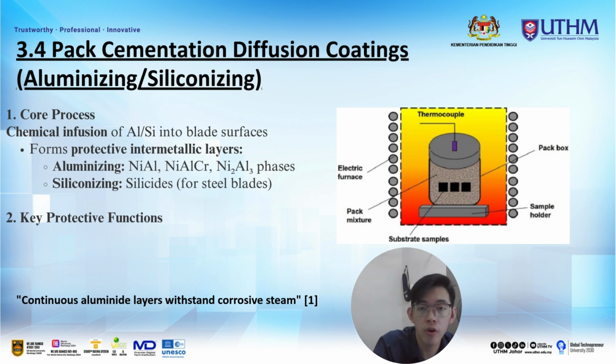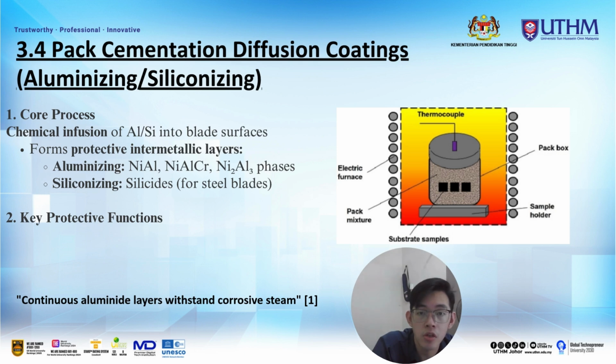Then 3.4 is pack cementation diffusion coatings, which include aluminizing and siliconizing. The core process is chemical infusion of aluminum or silicon into the blade surface to form protective intermetallic layers. The aluminizing will include NiAl, Ni2Al3, and Ni2Al3 phases, while the siliconizing includes silicides for the steel blades. The key protective function of aluminizing is to resist high temperature oxidation, and the primary threat is hot corrosion.